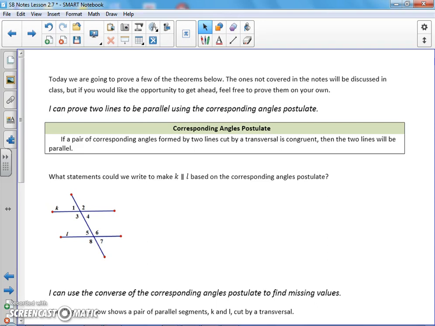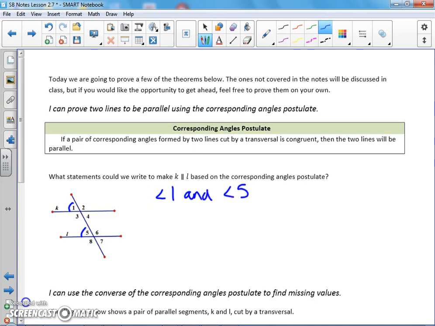if a pair of corresponding angles formed by two lines cut by a transversal is congruent, then the two lines will be parallel. So if I look at this figure right here, and we want to make K parallel to L, which pair of corresponding angles could I use? Well, there's several possibilities. Angles 1 and 5 are corresponding angles, so I could set up angle 1 congruent to angle 5. We would need them congruent, so let's use the congruent statement here. I would need that to be true. That would be one option.